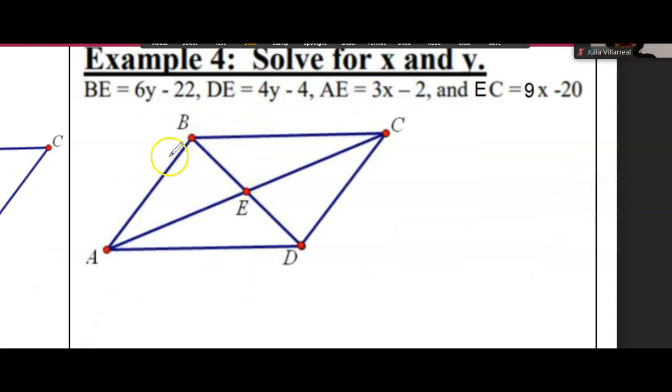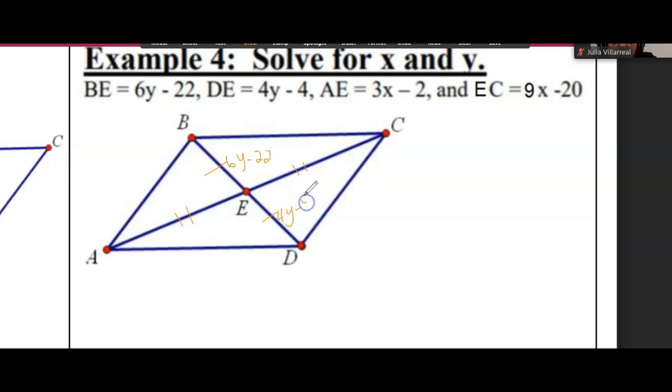All right, so for this one, remember we talked about at the beginning of class that these diagonals are cut in half, so they are congruent. They're made into two equal pieces. So it says here that BE is 6y minus 22, and DE is 4y minus 4.